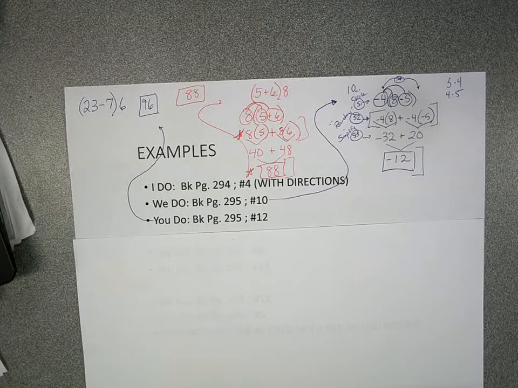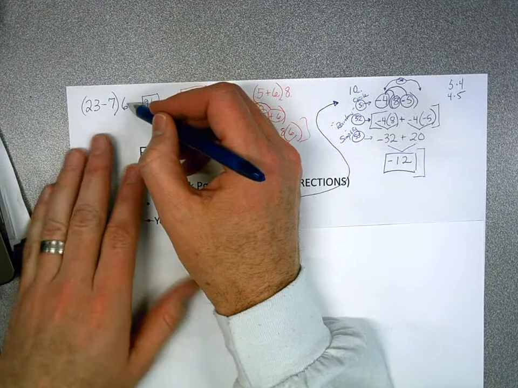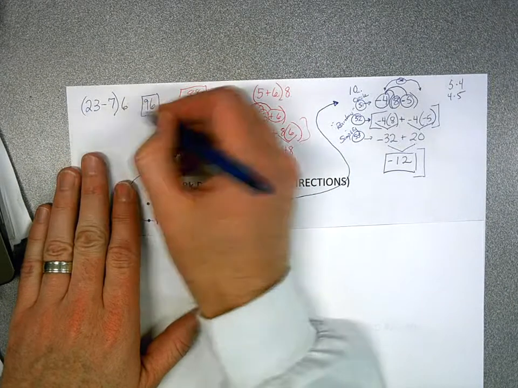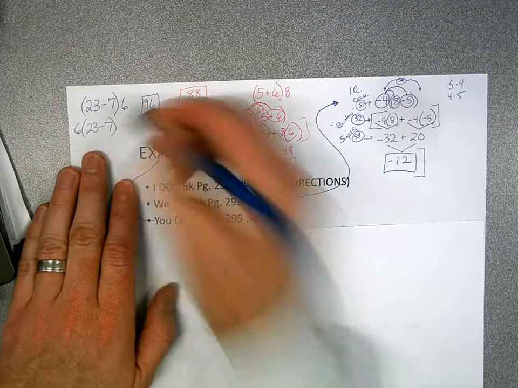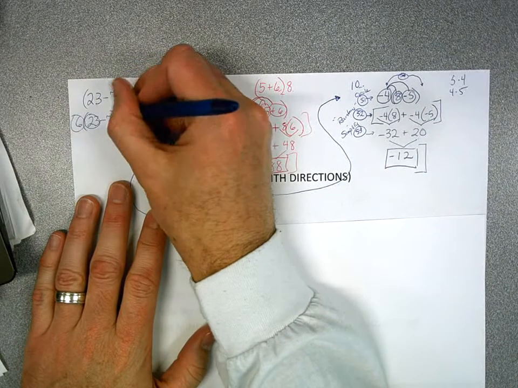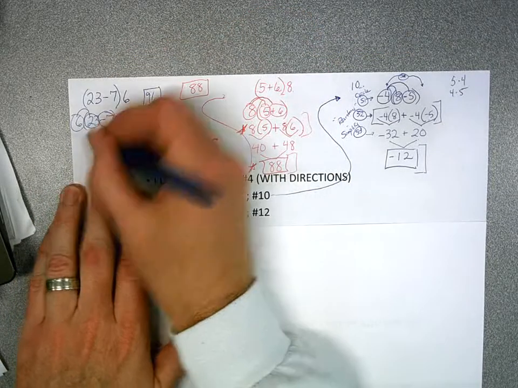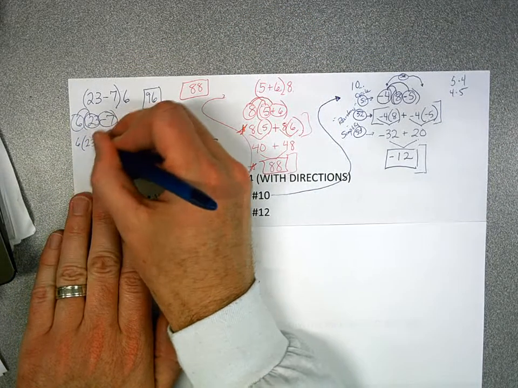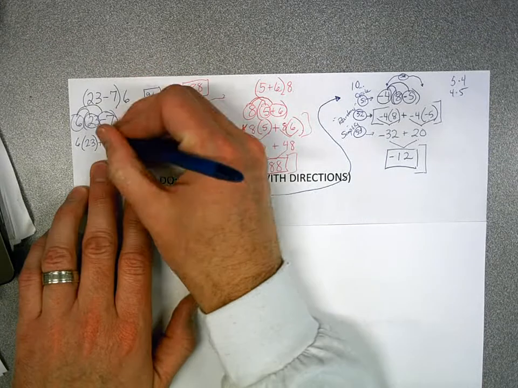All right, well, let's check this out. I'm going to put my 6 over to the other side, and again I'm going to use the distributive property. Here are my numbers: 6, 23, and -7. The first one I have is 6 times 23, plus 6 times -7.